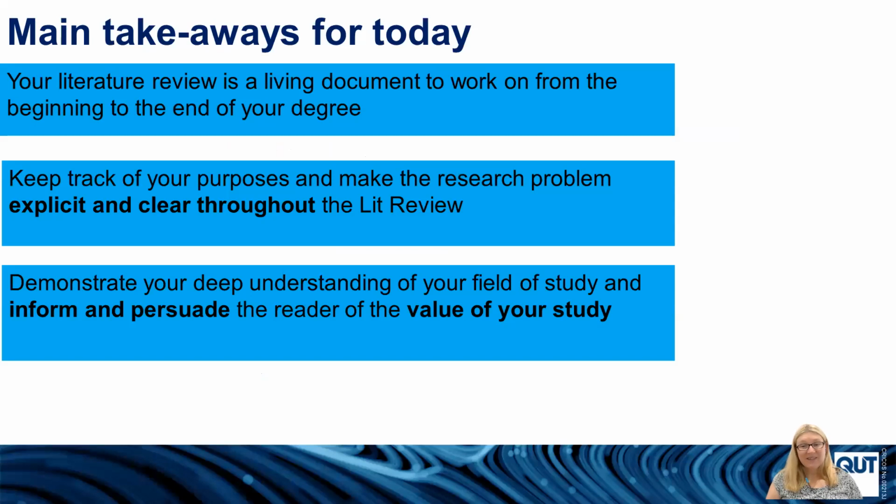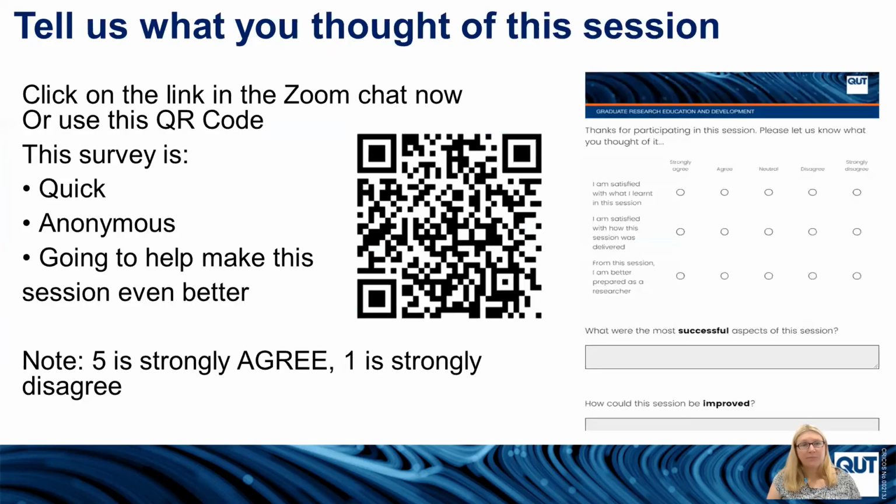So takeaways for today, your literature review is a living document. You're going to be working at it from the very start to the very end. Keep track of those purposes and what you're trying to achieve and demonstrate. Make sure you're explicit and clear about the research problem in those initial chapters, very important. And remember, you're demonstrating your deep understanding of your field of study and where your research fits in the scholarly conversation, and you are informing and persuading the reader of the value of your study. You're going to gain insight into this problem to help towards solving that problem.